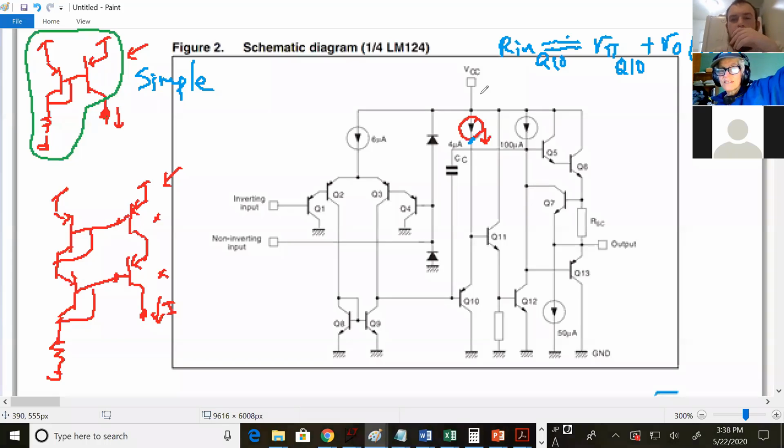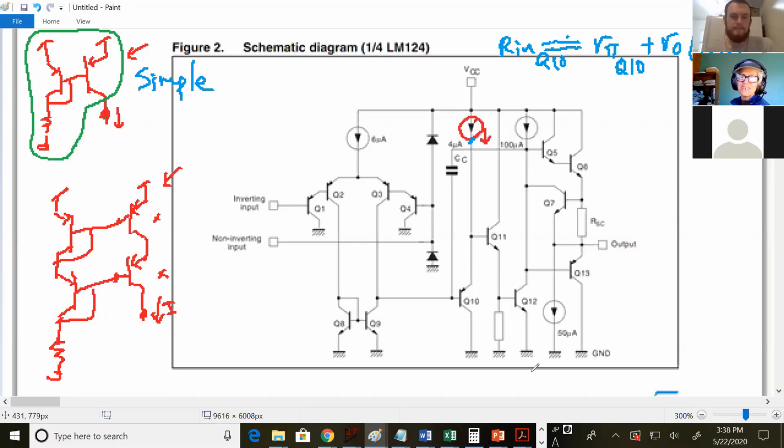It probably does in this case. I don't know what the Rn is here. If the Rn is much bigger than RO, then you can ignore the Rn of Q11. If it's less than RO, then maybe you actually ignore this and just use the R pi plus RE times 1 plus beta. But then now you have to decide if Q11 or Q12. So that's why I stopped.